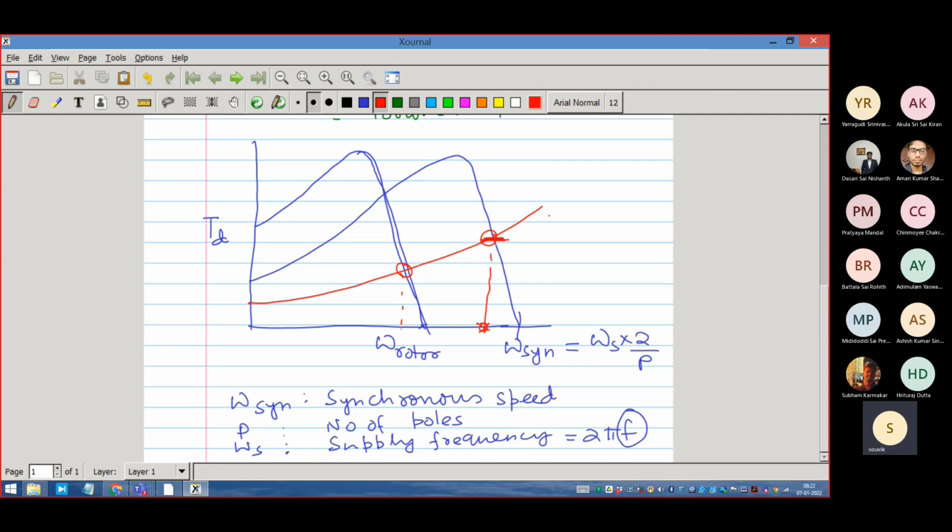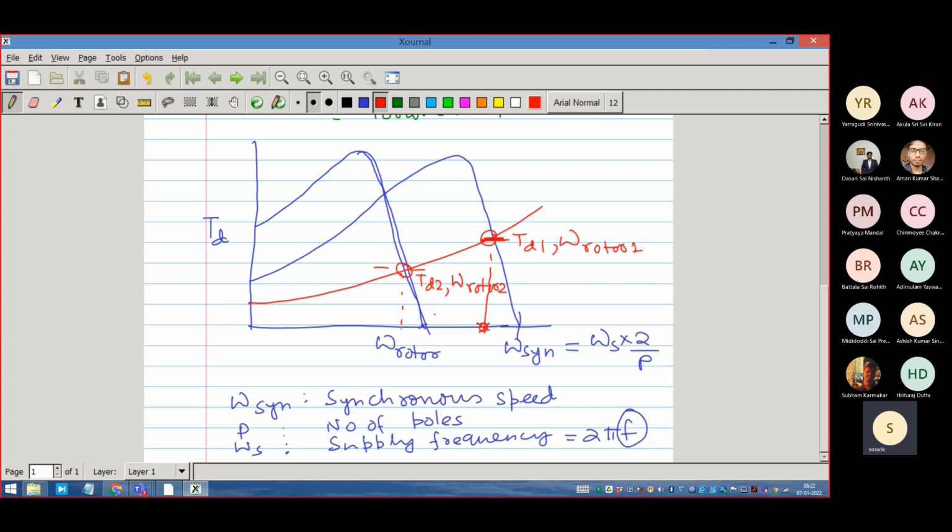At this point the power is, let me call it TD1 into omega rotor 1. That is the power, that is, the motor is this thing. And what is the power at this point? That is TD2 into omega rotor 2.